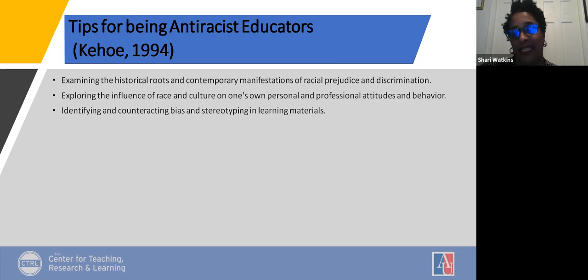Identifying and counteracting biases and stereotyping in learning materials. So again, this comes in thinking about how we come to this work in our frames of reference, right? So we need to think about, what does our curriculum look like? And how does the curriculum that we choose empower all of our students?